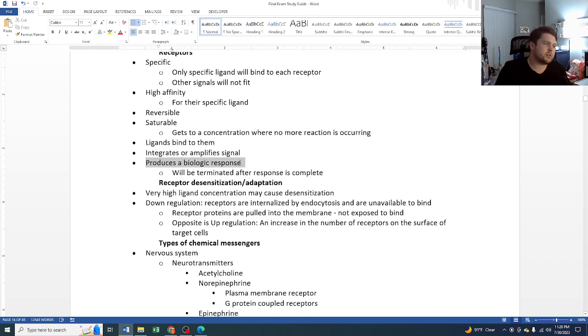This is the whole point of these signals, to produce a biological response. And it will be terminated after that response is complete. So it can be turned on and it can be turned off.